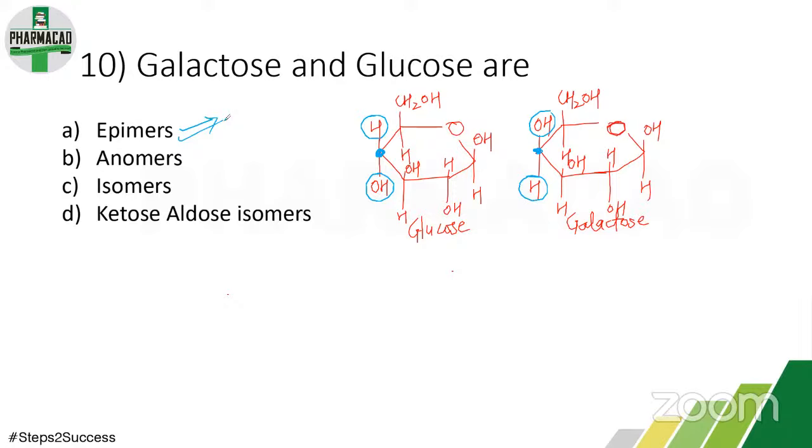So the answer is option. Now, what are anomers? Anomers are the compounds which differ in configuration at the acetal or hemiacetal carbon. And while talking about isomers, they have the same molecular formula but different structural formula. And ketose-aldose isomers are compounds which differ in ketose and aldose position. So the answer of this question is option A, epimers.